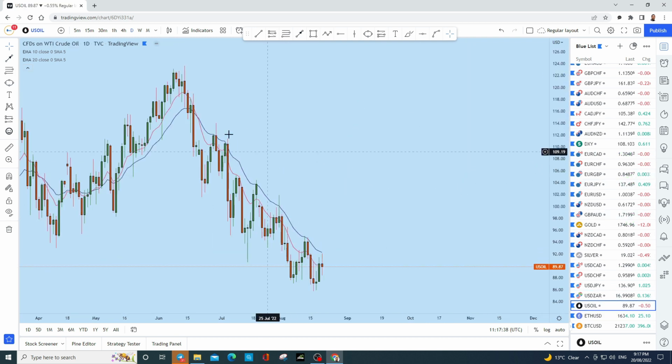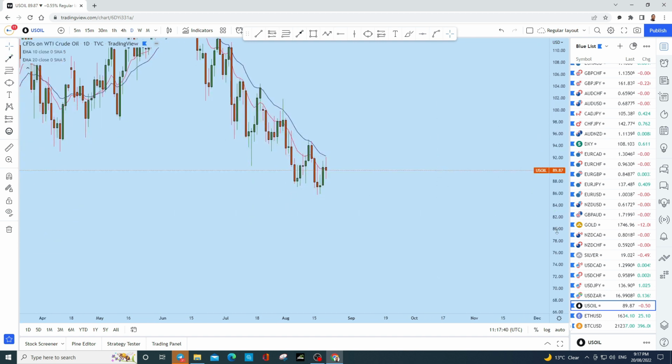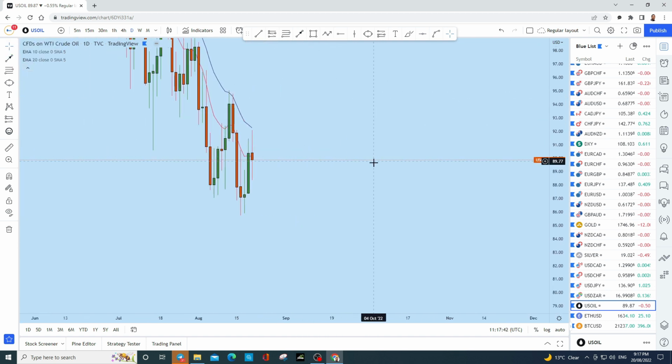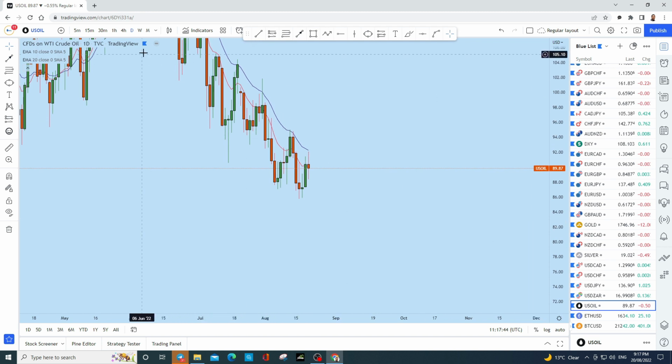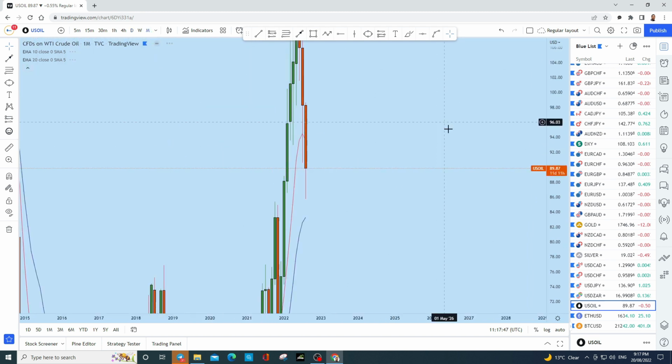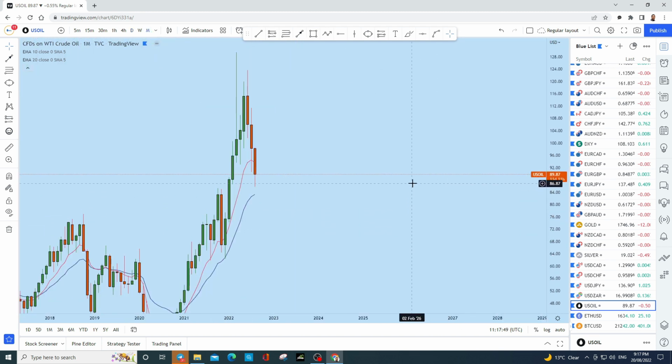Now you have seen in my previous week's analysis, US oil dropped exactly from where I expected. This is the daily chart, but let's look at the monthly first of all. On the monthly, US oil basically just bounced from the monthly support. I think it might have another drop as it didn't test this monthly support properly yet.